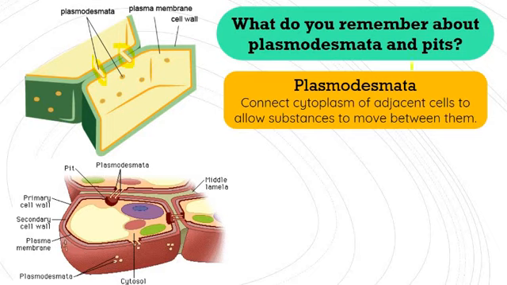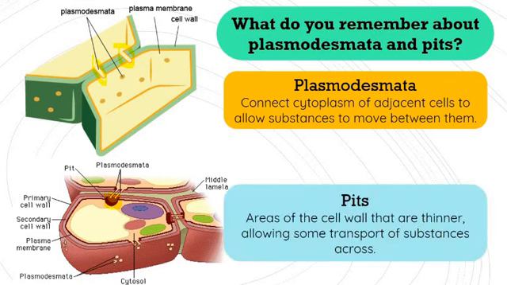If we look at pits in comparison, we notice that the pit seems to be a lot larger, and you can have plasmodesmata running through it sometimes, but they're just areas of the cell wall that is thinner and allow some transport of substances across and between cells.